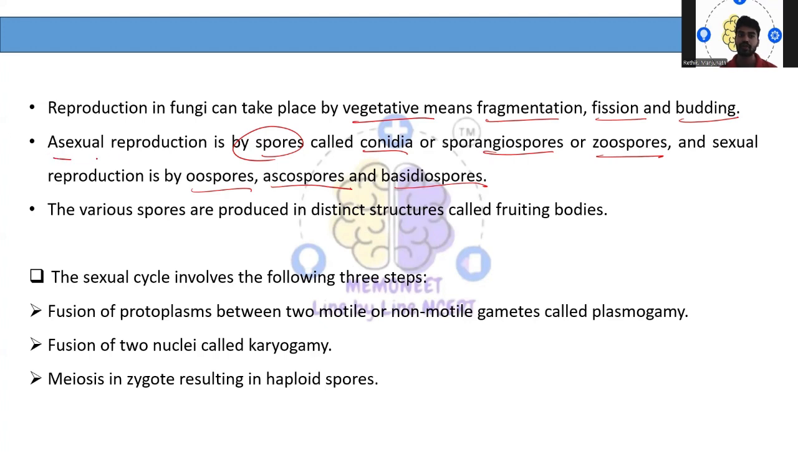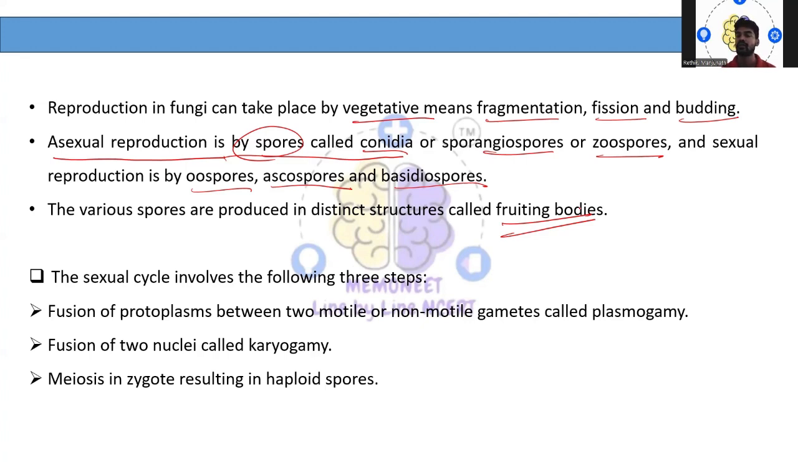If I'm talking about asexual reproduction, it is by spore formation, that is conidia, sporangiospore and zoospores. These spores are generated for asexual reproduction. If it is sexual reproduction, it is by the oospores, then ascospores and basidiospores. Okay. And the various spores are also produced in distinct structures, which are called fruiting bodies. So these are the things that one needs to remember.